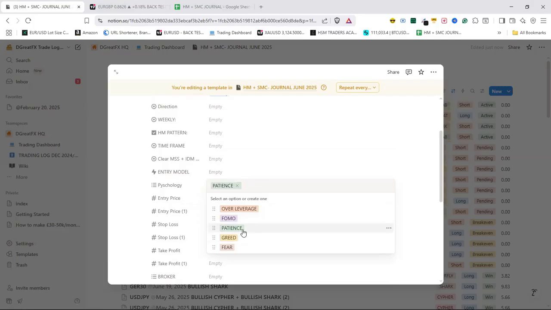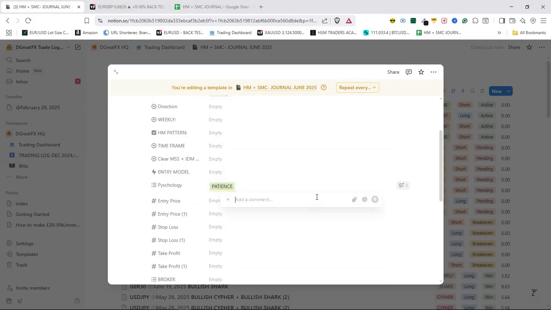Okay, you can select patience. I was patient throughout this trade. So you can now add comments. What happened? What played out? Were you patient? Were you greedy? Did you over-leverage? Were you angry at that point in time? Were you having bad feelings? Or you didn't wait for entry. You were impatient. So you explain yourself, what actually happened.